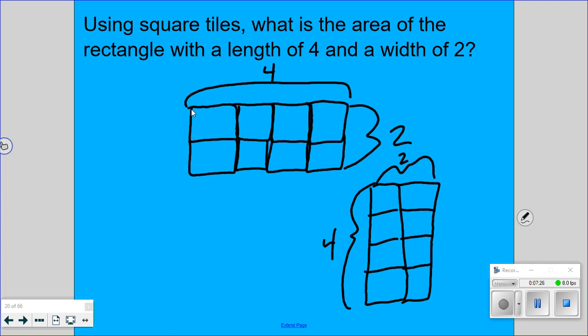Samaya? 8. No. Square units. My area is worth 8 square units. Clear your boards.